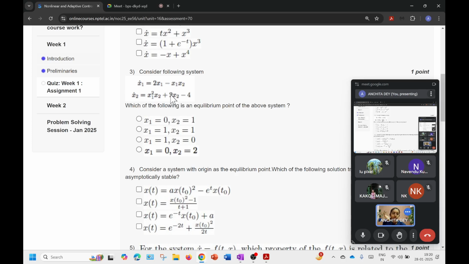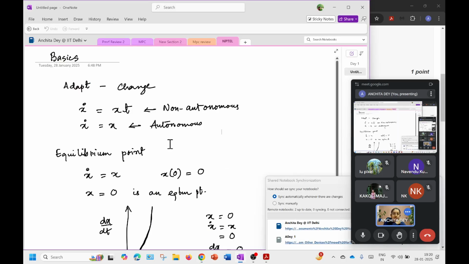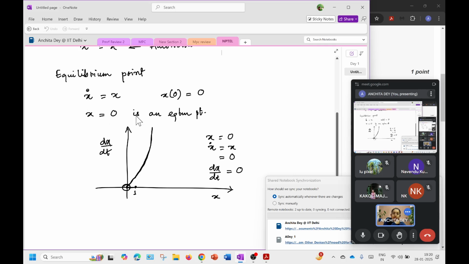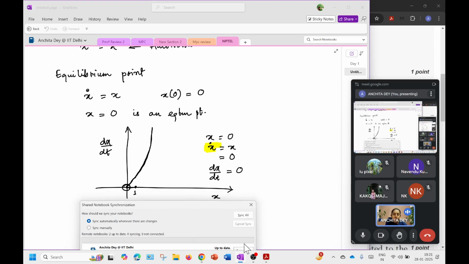You are given a system and now you have to find the equilibrium point, right? So what's the idea to find an equilibrium point? Like we discussed earlier, an equilibrium point is the point where it won't be changing anymore. That means your x dot should be equal to 0. So x dot being equal to 0 is the point of interest.